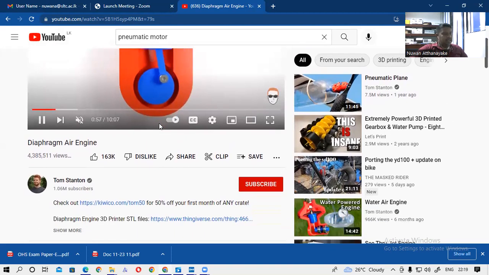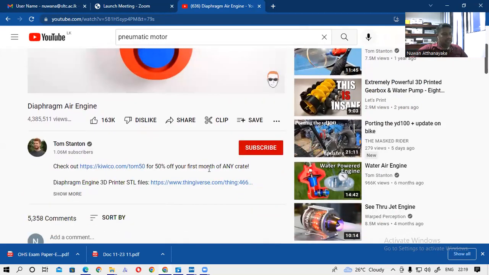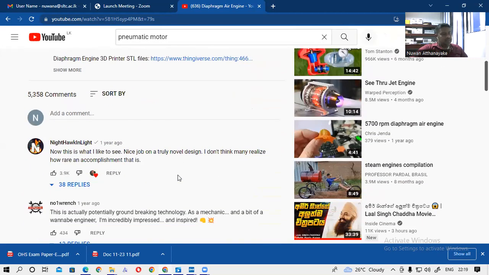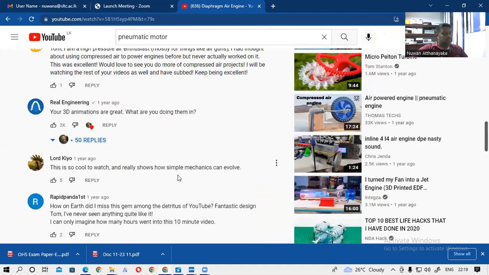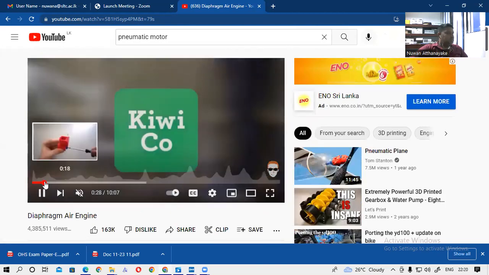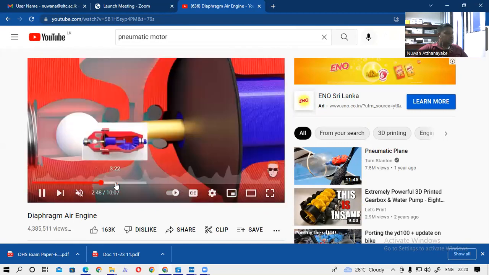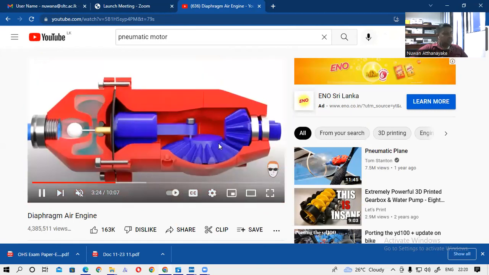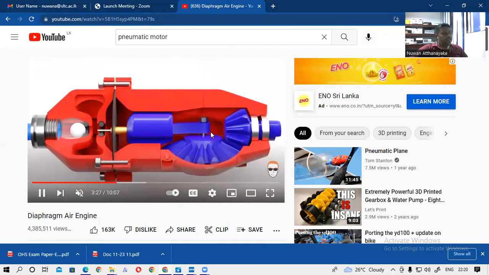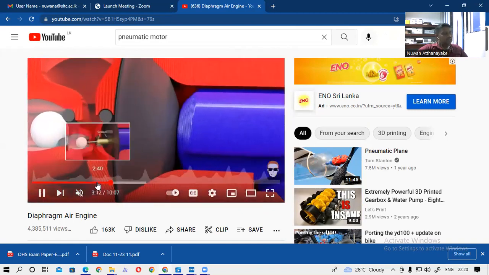So it is working on air, not electric. We are not using electricity to rotate that motor. It happens using air. Likewise it is rotating. So these are the pneumatic motors actually. Maybe this valve is controlled electronically.